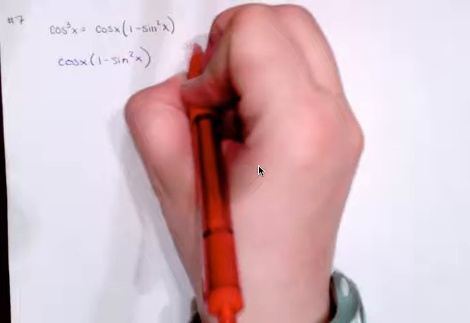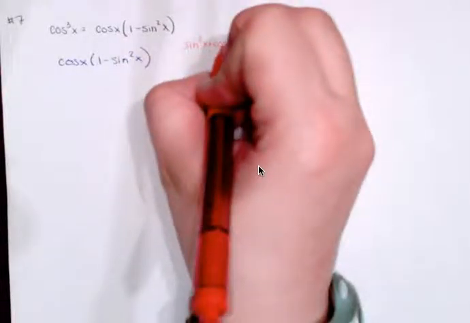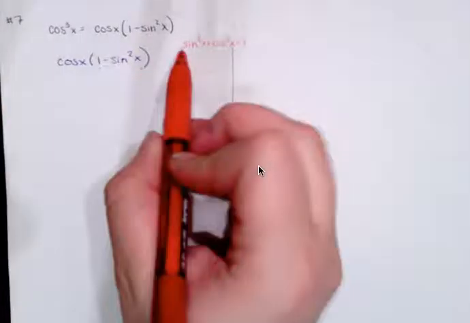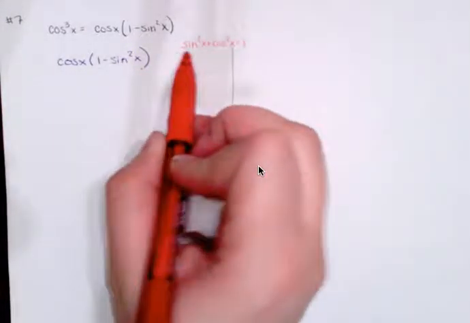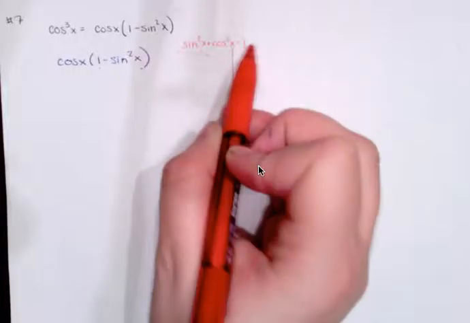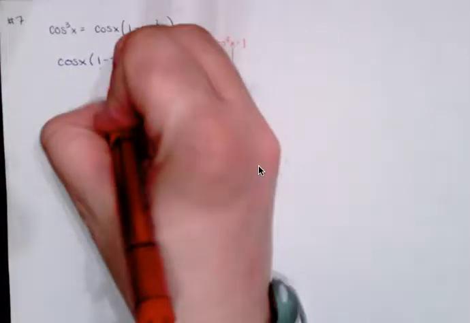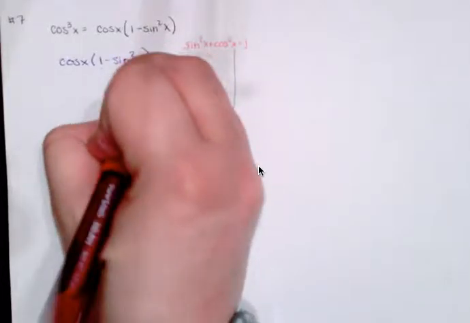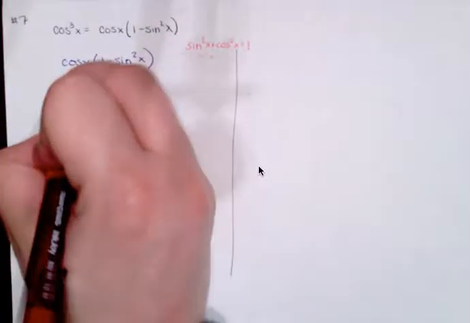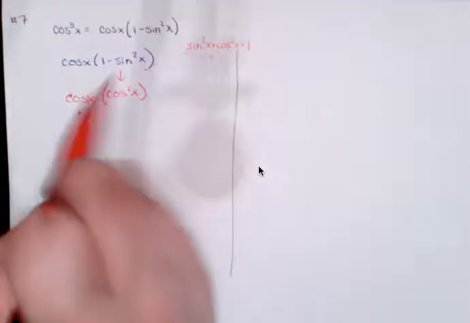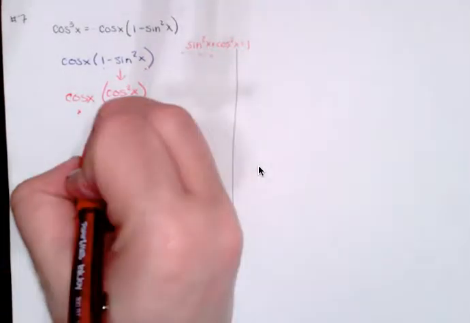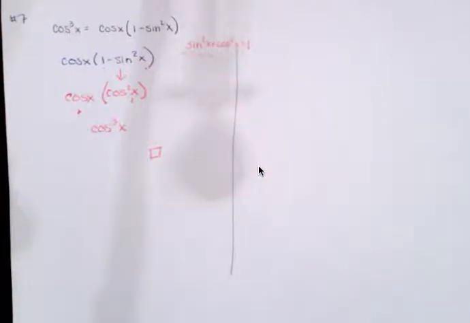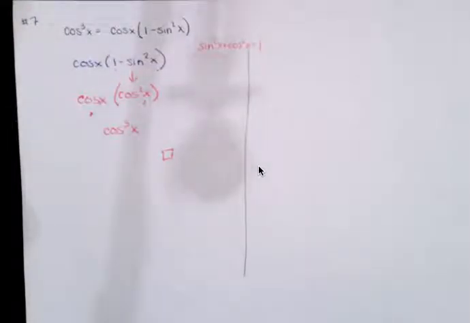Our main ones are sine squared x plus cosine squared x equals 1. Well, I want 1 minus sine squared. Well, here's 1. If I minus sine squared over, hey, that's going to be equal to cosine squared. So then I can replace this with cosine squared of x. And then this is still cosine of x. Well, cosine of x times cosine squared of x is cosine cubed of x. Proof and done. That one was fast.